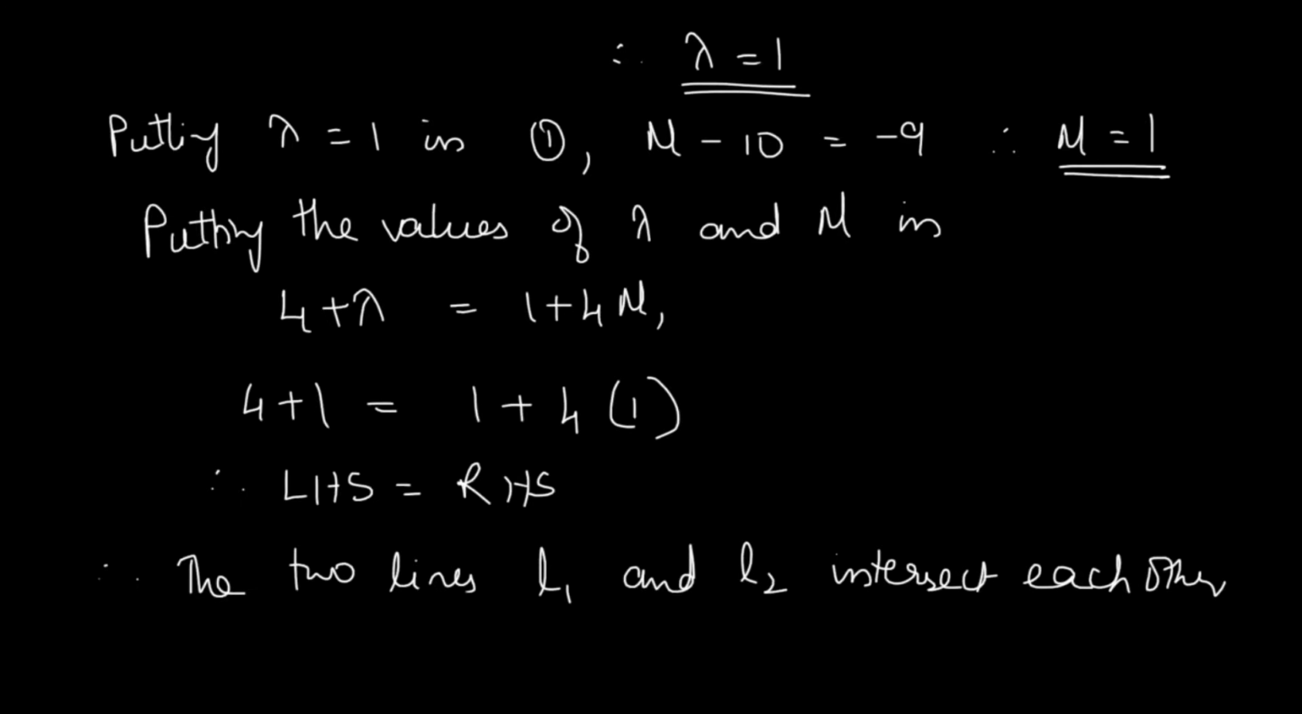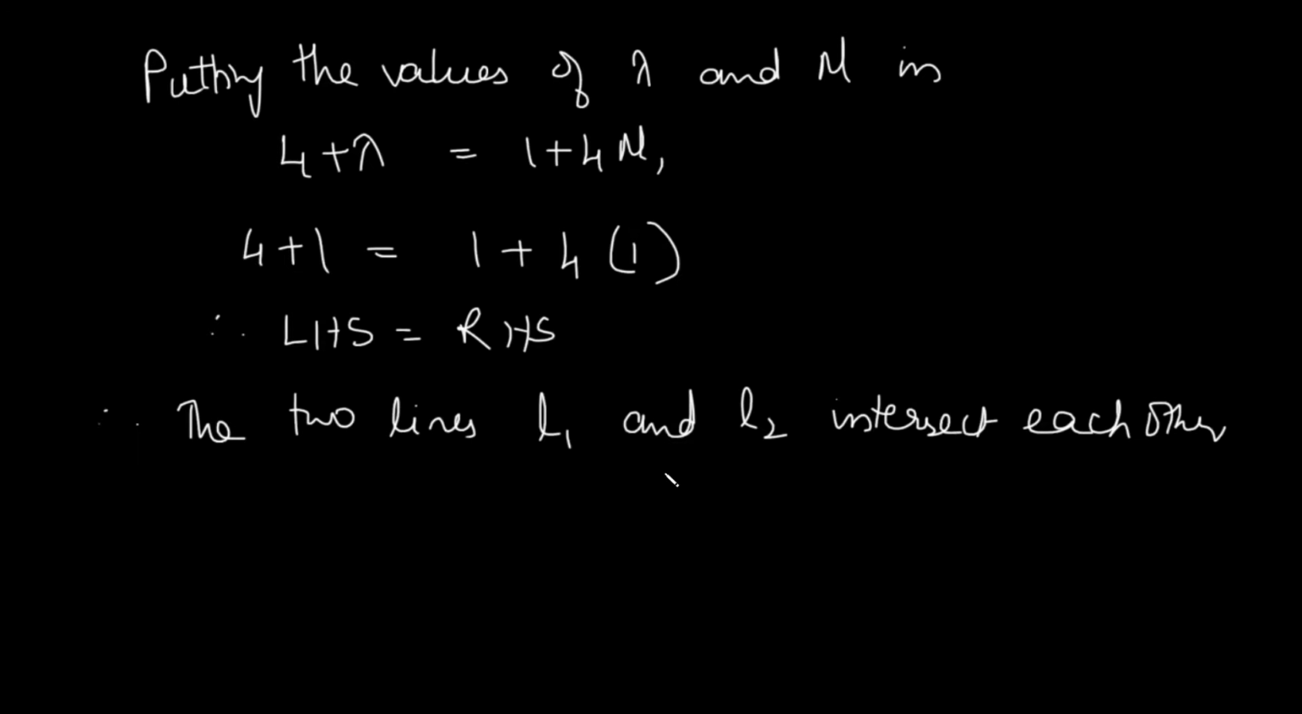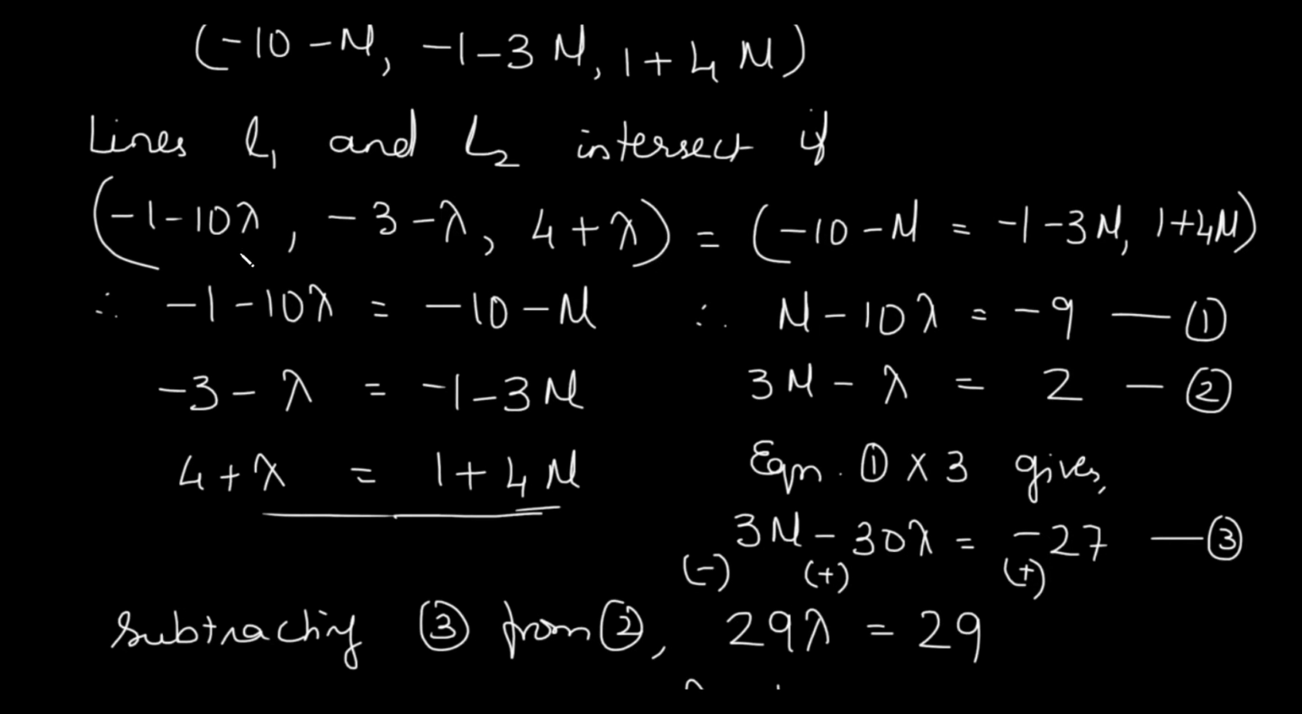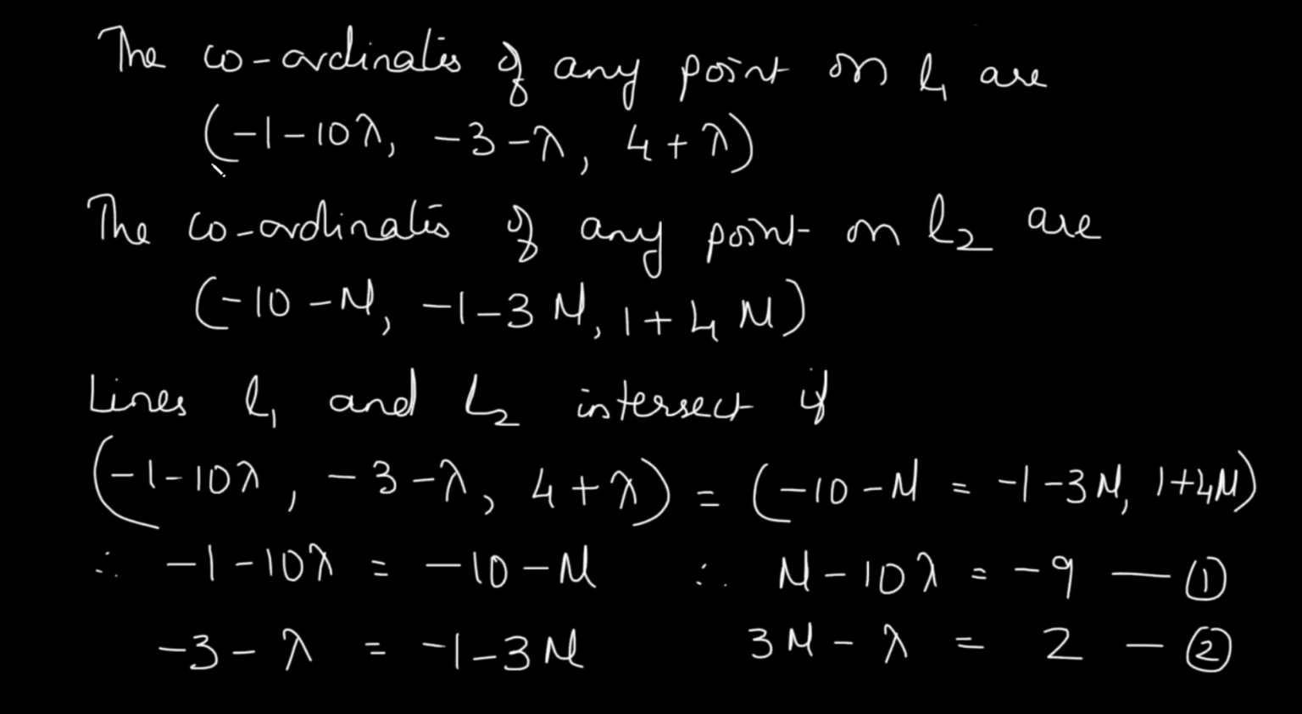Now to find the coordinates of the point of intersection, we take any of these equations. See, any point on line L1 and any point on line L2 are written in terms of lambda and mu. So we take any one of these sets of coordinates, and put the values for lambda and mu. Okay, if you're taking the first set of coordinates, we put the value of lambda, which is 1. And the second set of coordinates, if you're taking, then we put the value of mu, which is again 1. And thus we find the coordinates of the point of intersection of these lines.